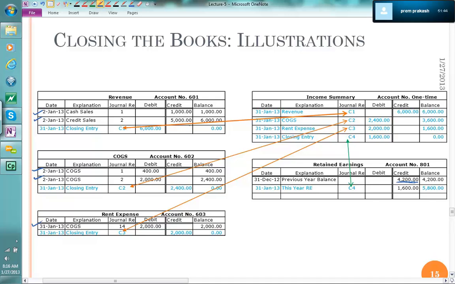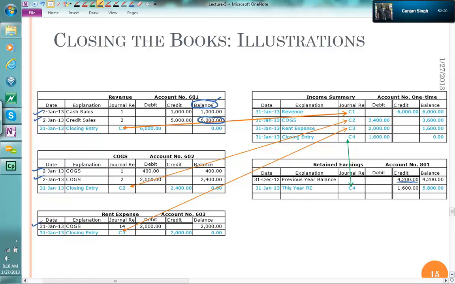So Gunjan, tell me, in the revenue account, what is the balance at the end of the January month? Yeah, before making any closing entry. How much is the total revenue for the month? It would be 6,000. Yeah, it is 6,000. So this is what you have. This is a balance, isn't it?